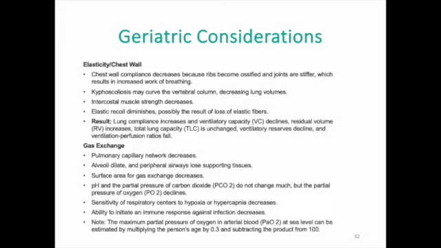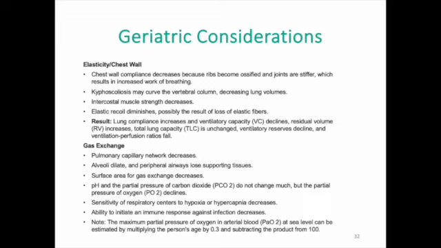Our intercostal muscle strength decreases, our elastic recoil diminishes. The result is lung compliance increases and ventilatory capacity declines, residual volume increases. Total lung capacity is unchanged, however, ventilatory reserves decline and ventilation perfusion ratios fall.